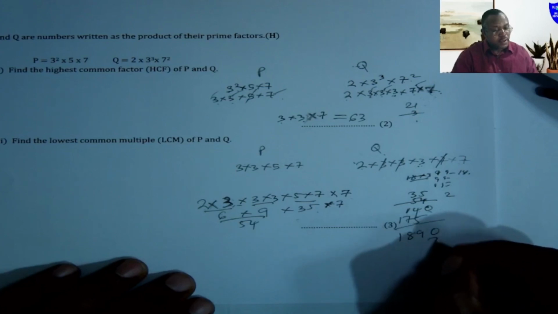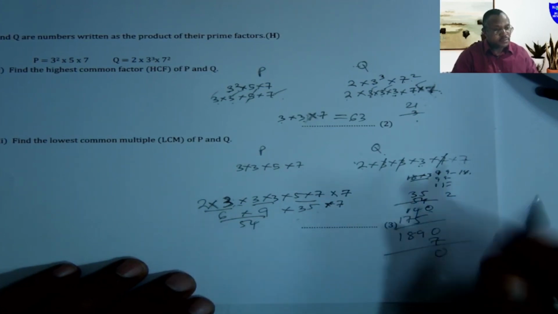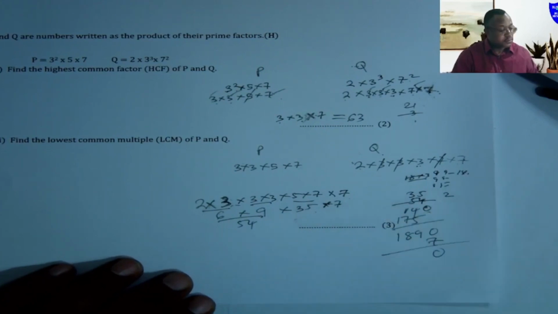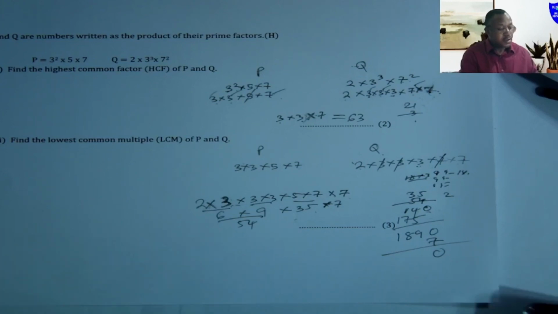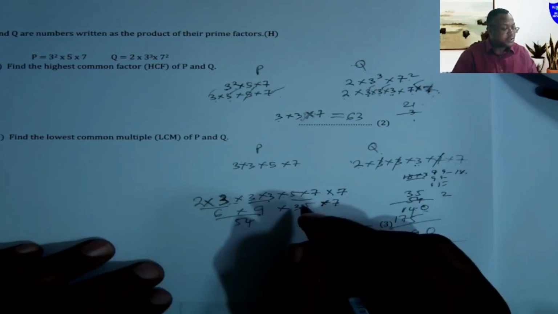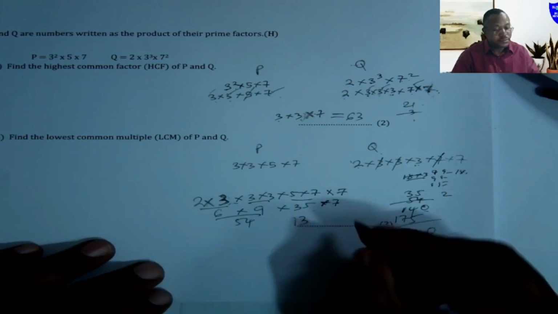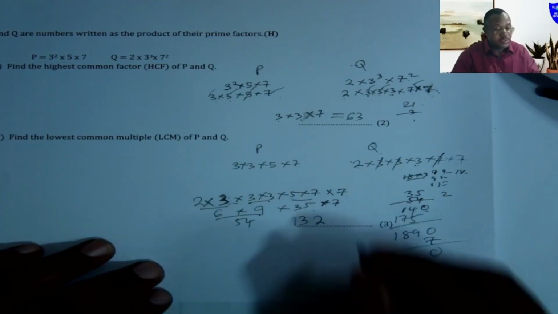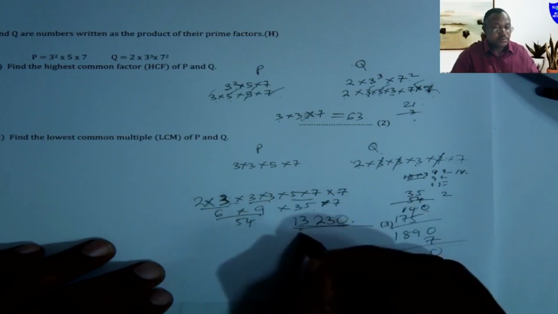Then that times 7 we get, so all that by 3 by 3 by 3 by 5 by 7 by 7. The answer is 13,230.